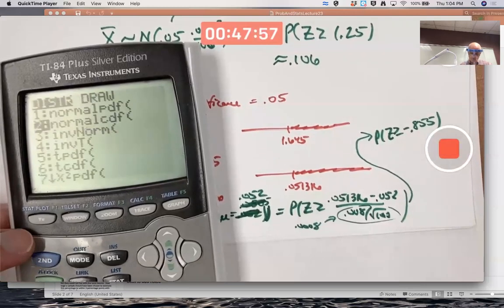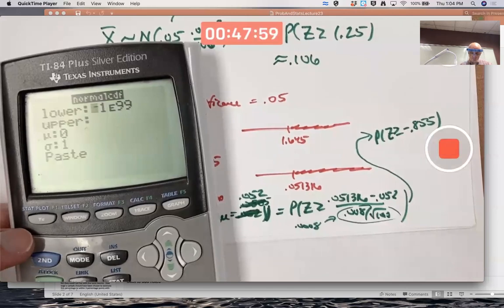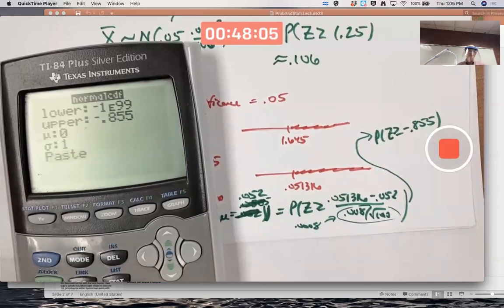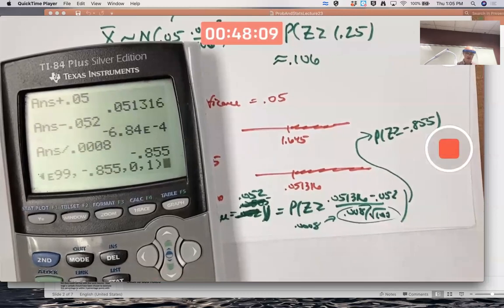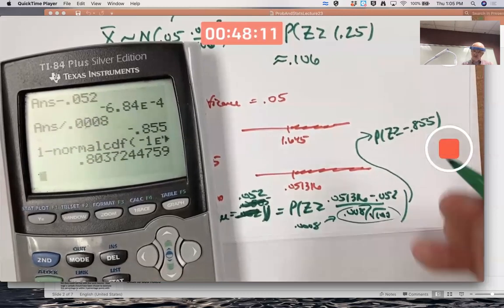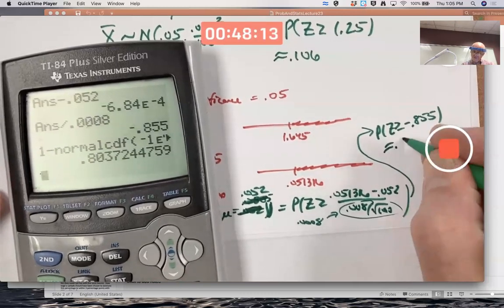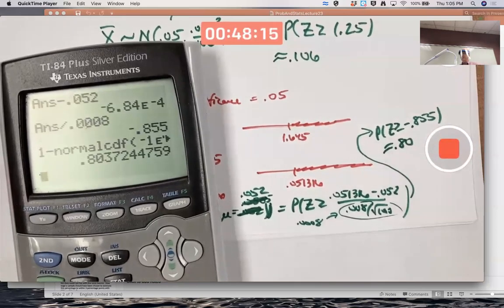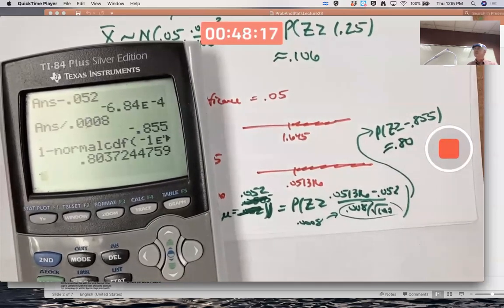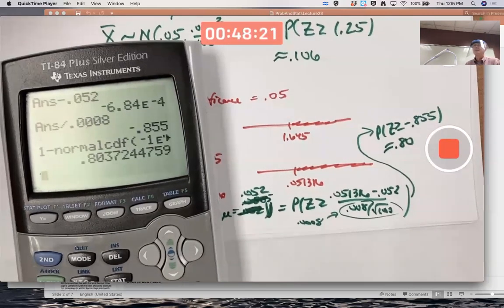normal CDF of negative 0.855 there. I'm doing 1 minus that. That's going to be bigger than 0.5. It's going to be about 0.8, which, to tell you the truth, is typically a minimal power that people aim for. They like when the power is 80% or higher.